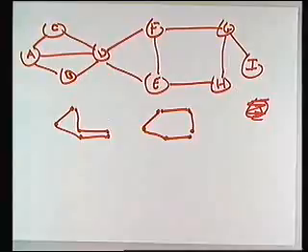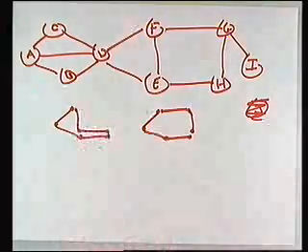But every single one of them uses D. And in fact, there are no paths in this graph that will take you from A to G without going through D. So I don't have two non-overlapping paths from A to G. Every path from A to G is going to overlap at vertex D.